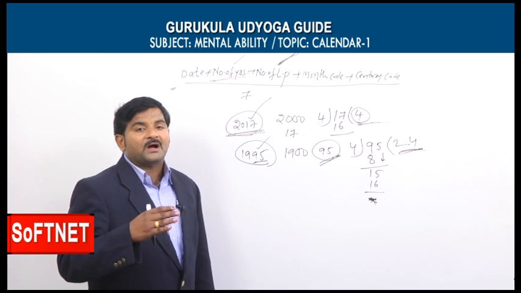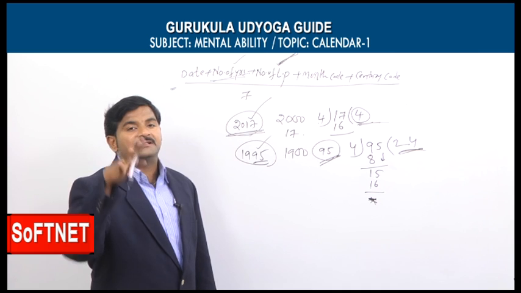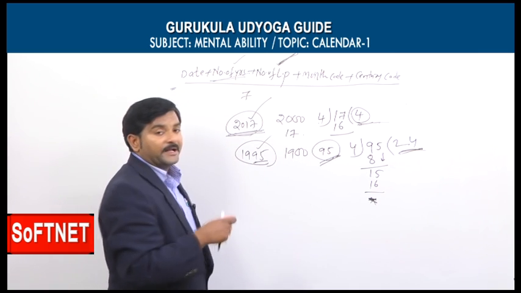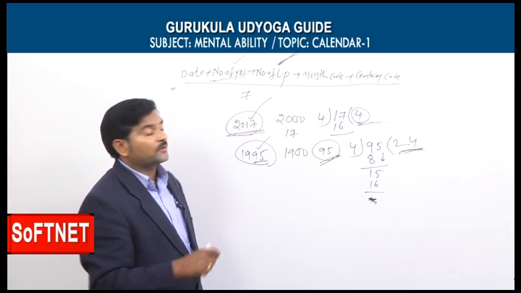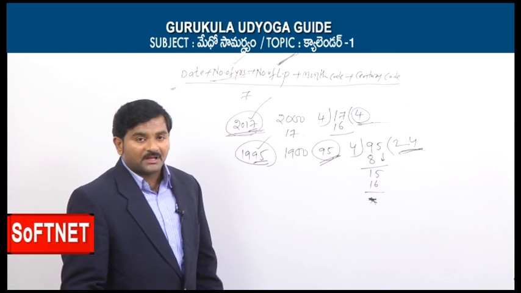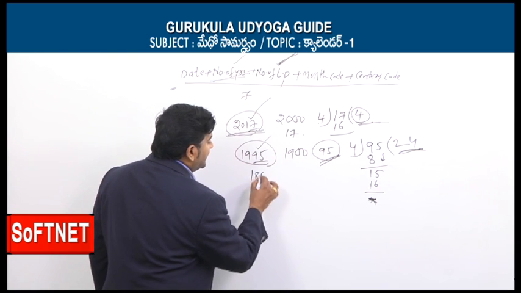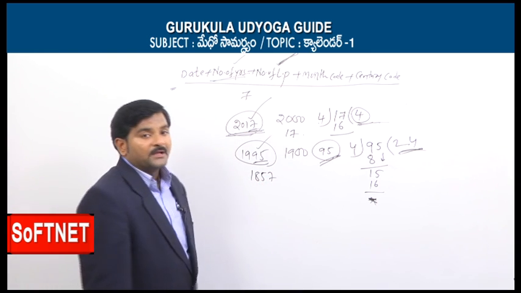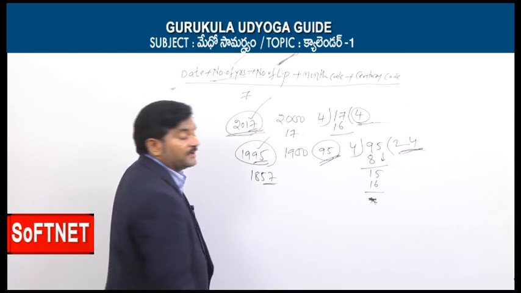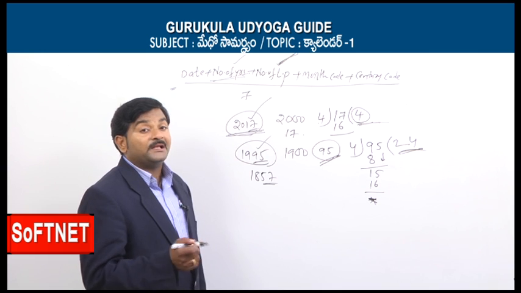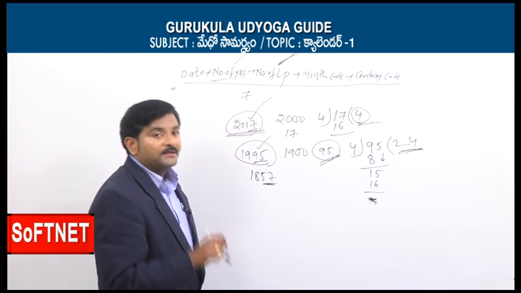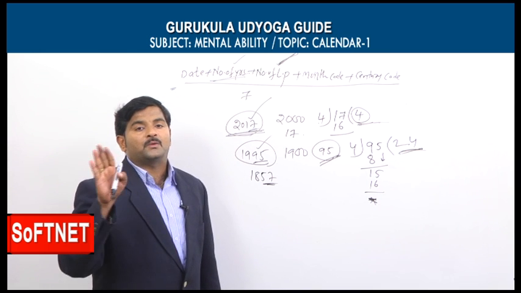We should take all the extra years above the given century year. 1900 century year, above how many years are there? 95 years. That 95 years is said to be number of years. Similarly here 17 is said to be number of years. If I take 1857, how many years are there in 1857? 57 we can say. And how many leap years are there? Means what will we do? This 57 we have to divide by 4 and we have to take only quotient.